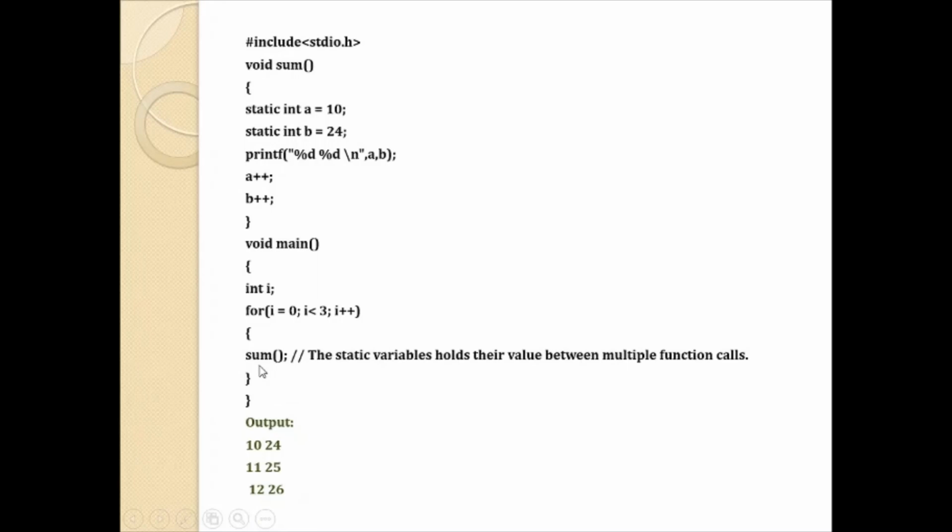Here the point you should understand is the static variables hold their value between multiple function calls. So here we are calling this function multiple times, and the static variables are holding their values. As we have incremented it, every time it is going to hold that updated value. But static variables can be initialized only once.